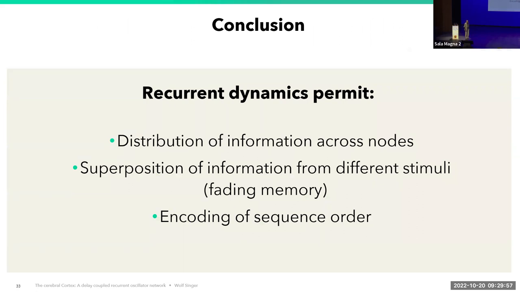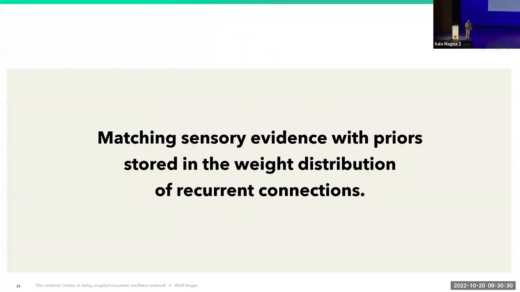So the first conclusion is that recurrent dynamics permit distributing the information of a particular stimulus across many nodes, because here we have evaluated population activity. It allows the superposition of information from different stimuli that are temporally disjunct. People call this the fading memory that comes from reservoir computing. And one can still encode and decipher the sequence order. So this is a very nonlinear operation.